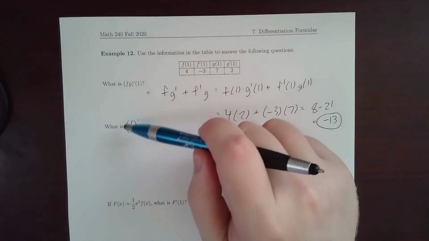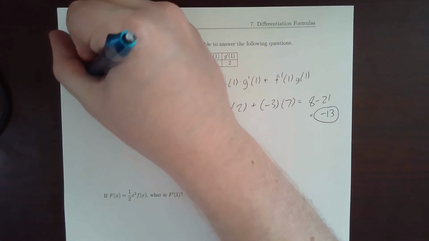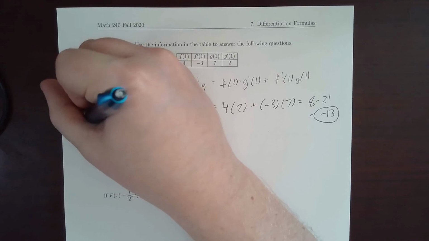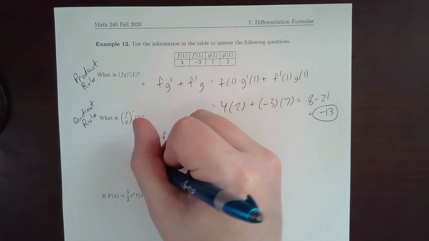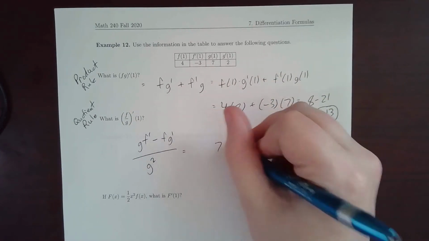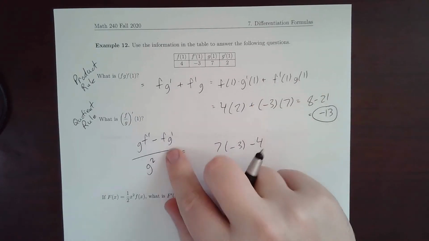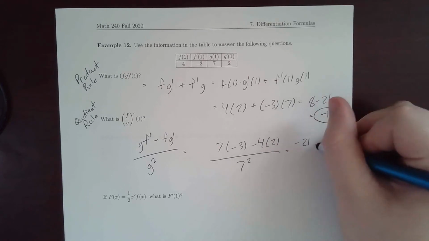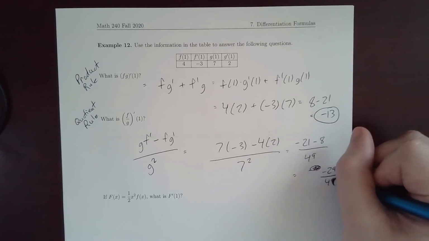Okay, now let's say we wanted to find f over g prime of 1. So again, this will require us to use our quotient rule. So this was product rule. This is quotient rule. And so remember, our quotient rule is low d high minus high d low all over low squared. So if we want low of 1, that'll be 7, times the derivative of the high, which is negative 3, minus high, which is 4, d low, which is 2, all over low, which is 7 squared. So that is negative 21 minus 8 over 49, or negative 29 over 49.